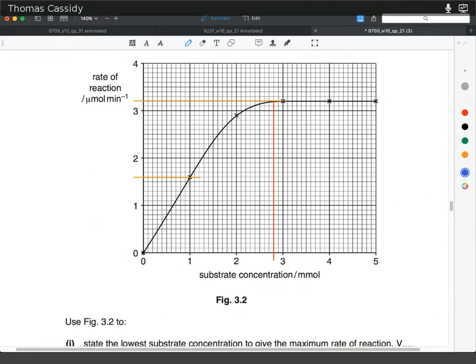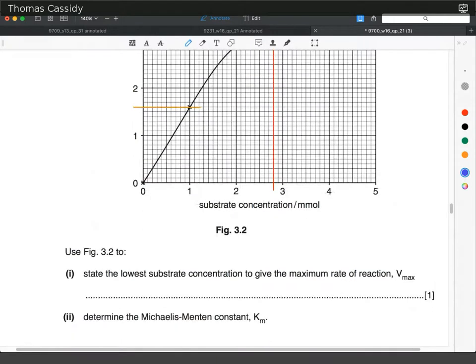Fortunately, this is AS biology, so we're not too worried about concentrations.